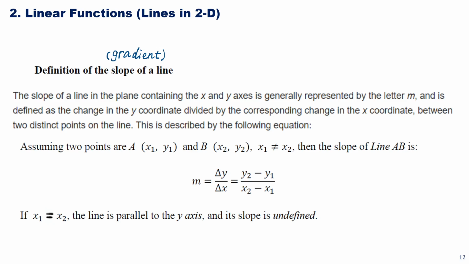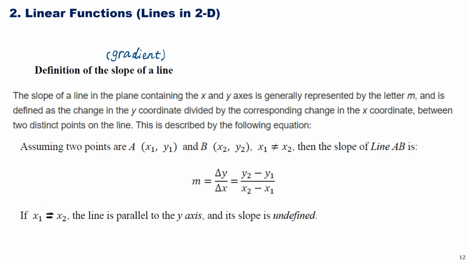I think you should have already heard of this, right? And slope is sometimes called gradient. The slope of a line in the plane containing the x and y axis is generally represented by the letter m. And slope is defined in this way, assuming 2 points, A and B, whose coordinates are x1, y1, and x2, y2. Of course, if x1 does not equal x2, we can define the slope of line AB as follows, which is delta y over delta x, right?